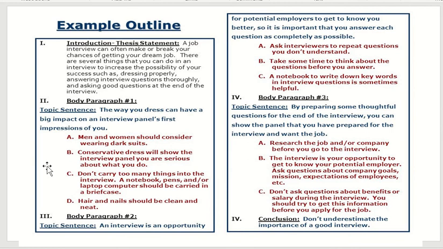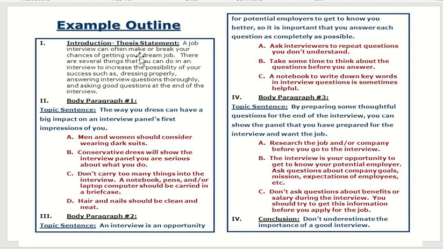If you look carefully, you could see that this is the topic sentence for the first body paragraph, this is the topic sentence of the second body paragraph, and this is the topic sentence of the third body paragraph. Okay, over here you could see that there is a thesis statement.